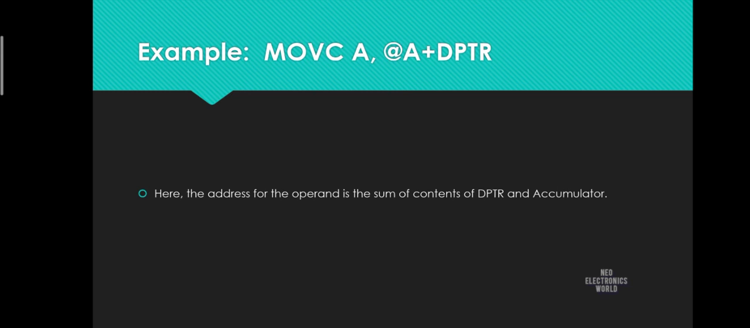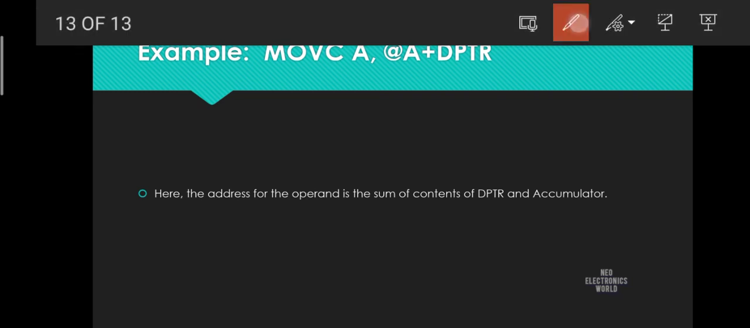MOVC A, @A+DPTR. It's more difficult to understand than the other types of modes. Here the address for the operand is the sum of the contents of DPTR plus the accumulator. We can see that the sum of A and DPTR together makes the address of the operand.